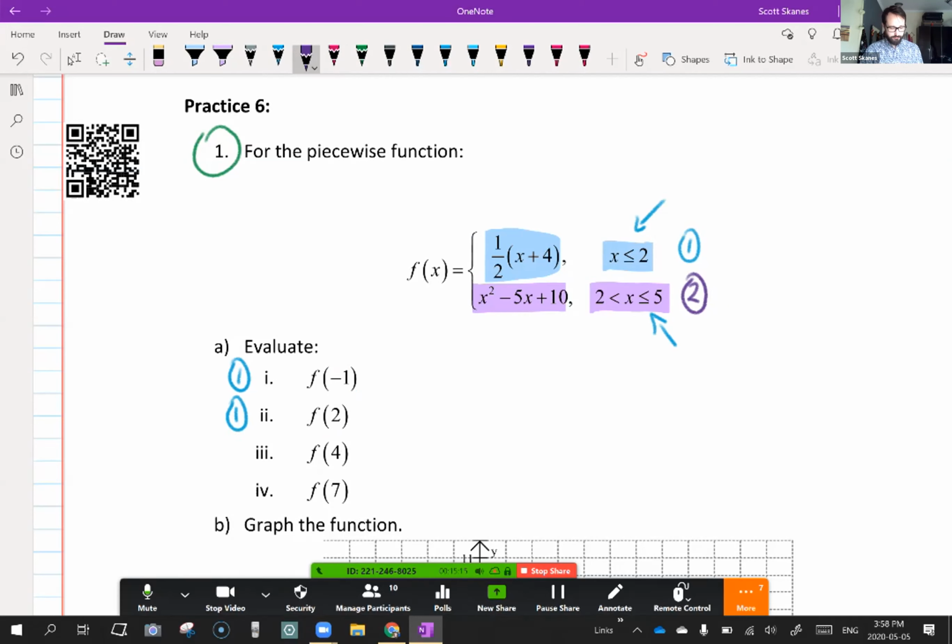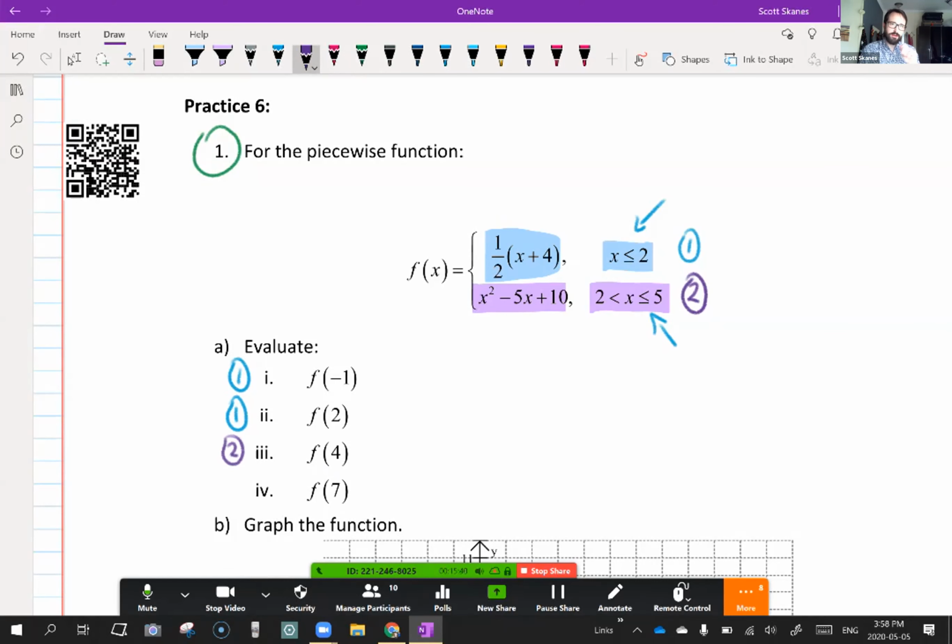The next step, 4. When x is 4, which function do I use? The first one or the second one? Anybody? There's so many of you here. I know you can do this. Which function exists for when x can be 4? Yeah, the second one, exactly. Because the second function exists from 2 to 5.